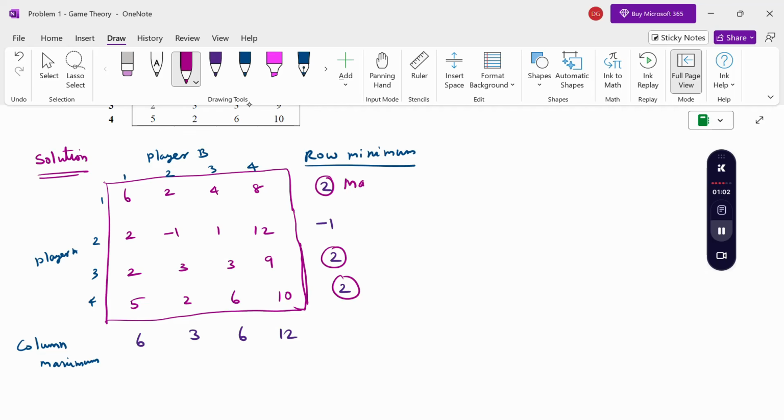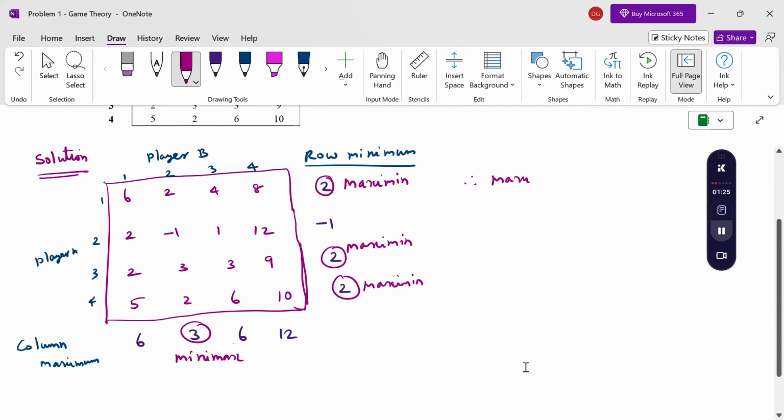This is called maximin. From the column maximum values choose the minimum value, 3. So this is the minimax. Therefore maximin is not equal to minimax, because this is 2 and this is 3, not equal. Therefore there is no saddle point.